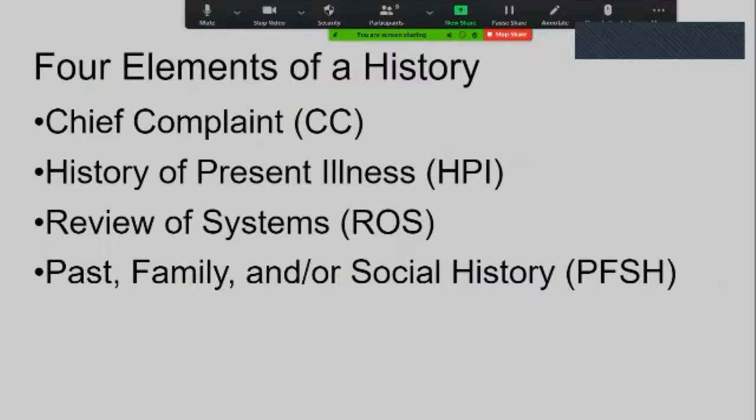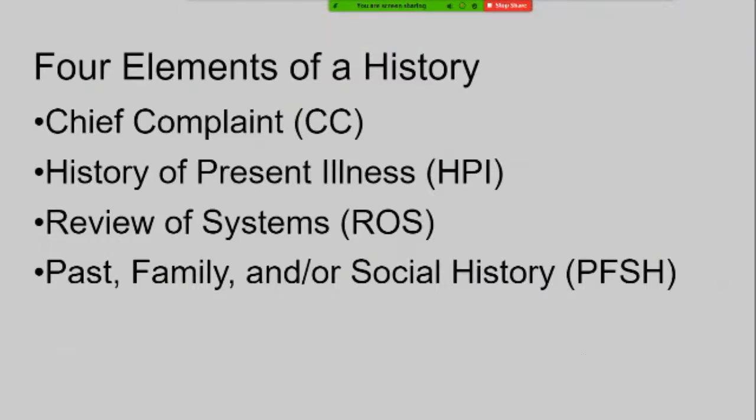Okay, there are 4 elements of a history. Chief complaint, which you're going to see as CC most of the time, history of present illness, your HPI, review of systems, ROS, past, family, and social history, PFSH.